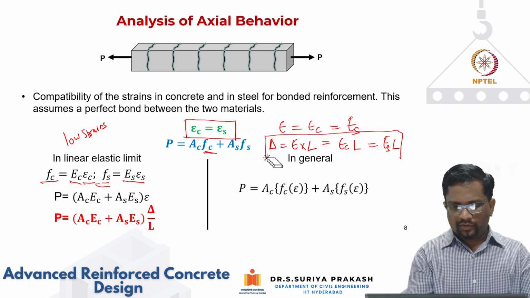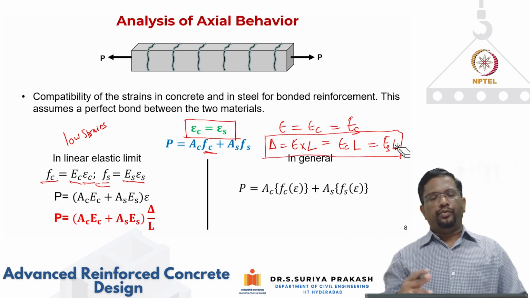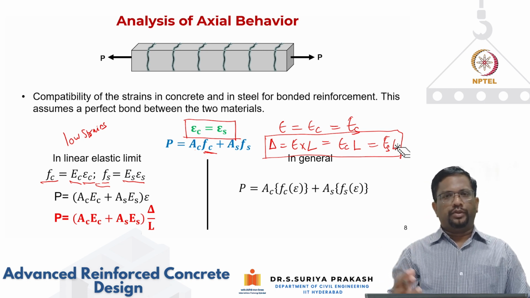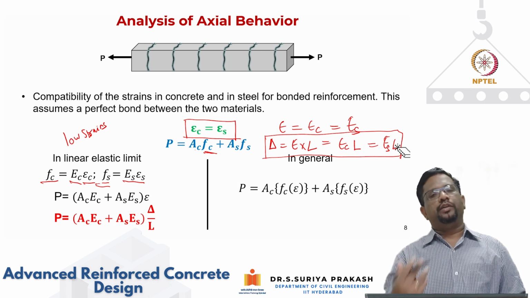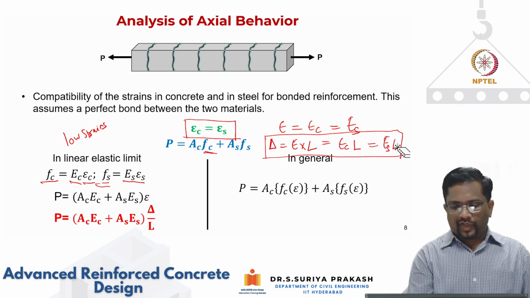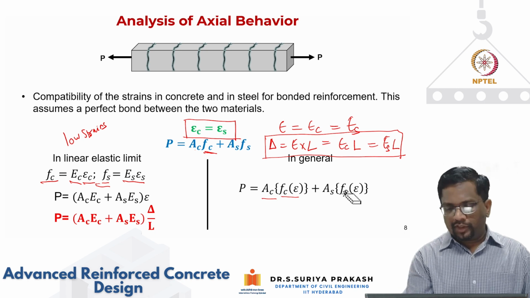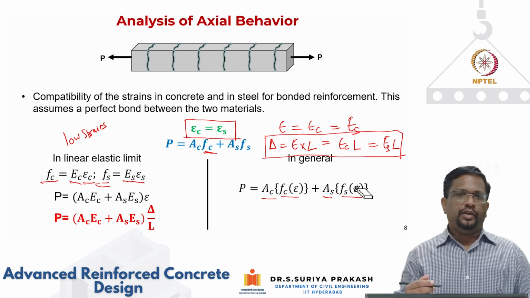That's what we have written here. Or in other words, if you want to replicate this for larger strains also, then we don't know up to what level that material is going to be elastic. So if you want to write it in a very generic way, you can write that as A_c multiplied by stress, which is a function of your strain, the assumed strain. Similarly, area of steel multiplied by stress, which is again a function of your strain.